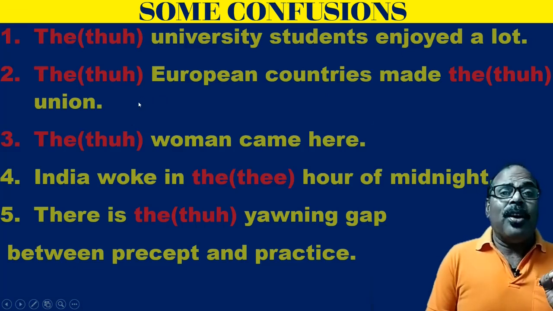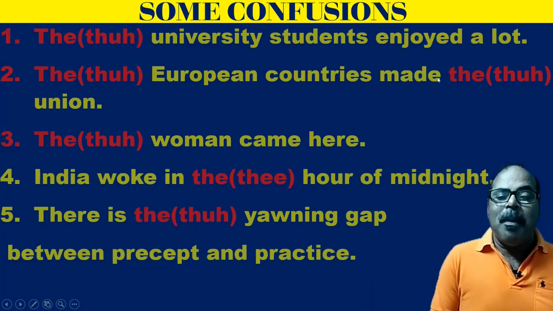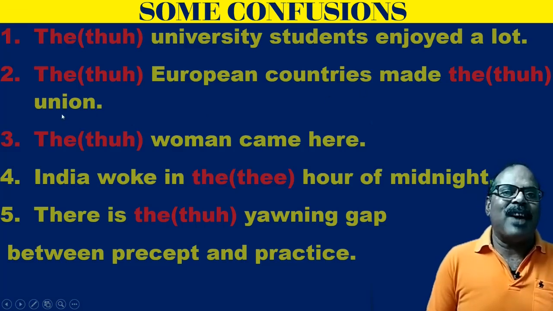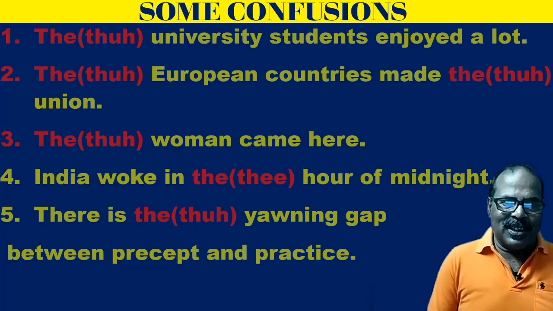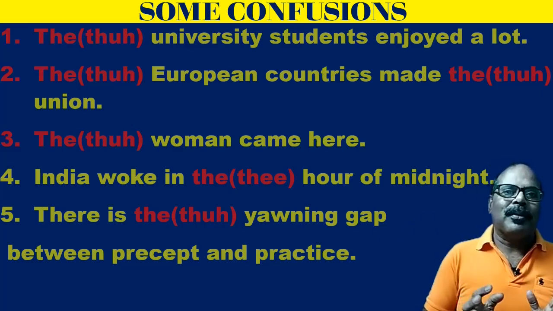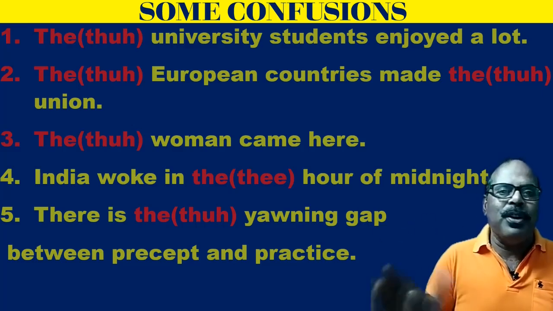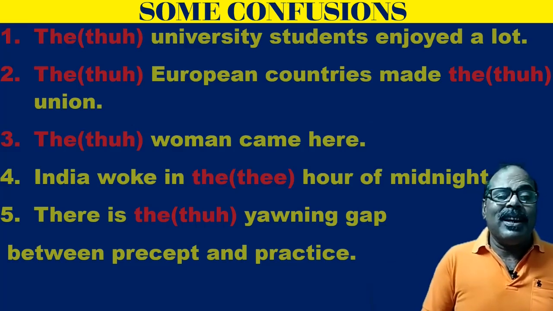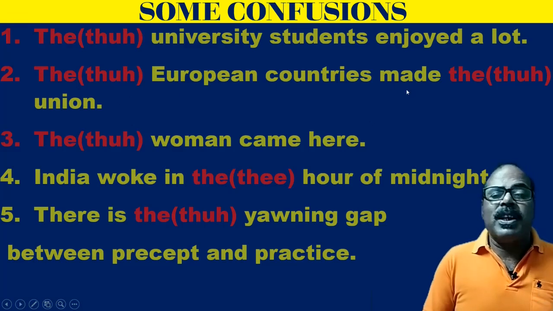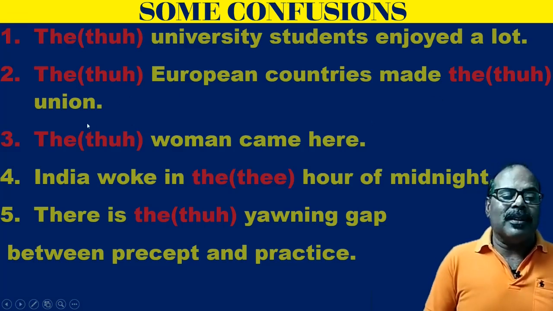Again, the European countries made the union. Union is not pronounced as onion, isn't it? So it is pronounced as union, Y-O-U, as we pronounce Y-O-U. So here instead of using "thee", we should use "the". The European countries made the union.